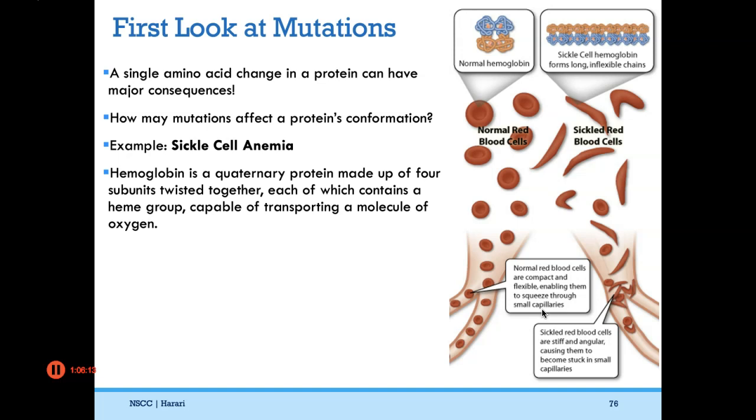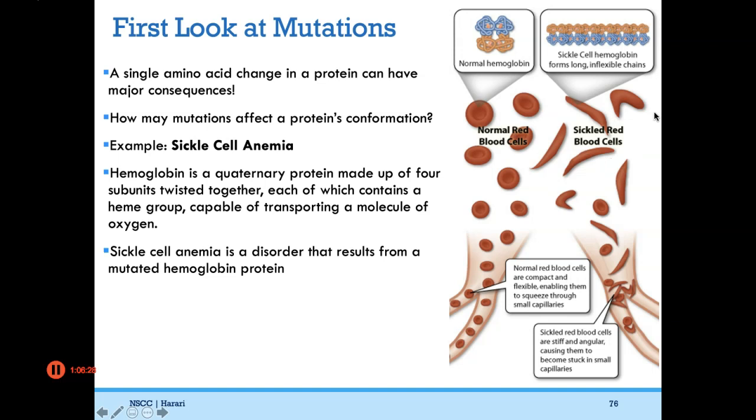We said hemoglobin is a quaternary protein made up of four subunits attached together, each of which has a special molecule called a heme group, which can carry oxygen. So normally we have normal hemoglobin that makes blood cells look like this, like little disc shapes, like donuts. And because our red blood cells are shaped like this, they can fit through our small capillaries and they can deliver oxygen throughout our body very easily because they're flexible. They can squeeze through.